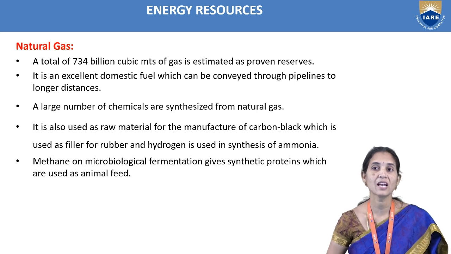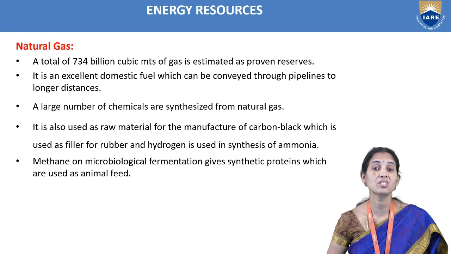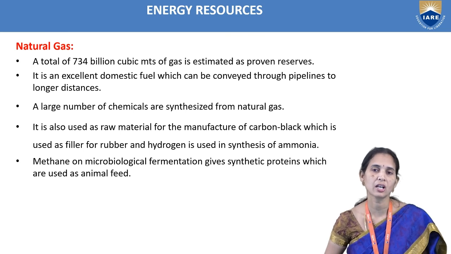It is also used as a raw material for the manufacture of carbon black, which is used as a filler for rubber. With carbon black we can improve the hardness of the rubber. And hydrogen is used in the synthesis of ammonia. So we can synthesize ammonia using the hydrogen from natural gas.